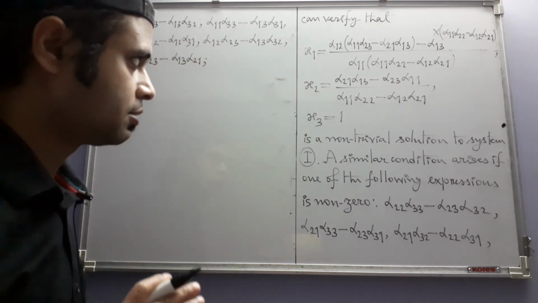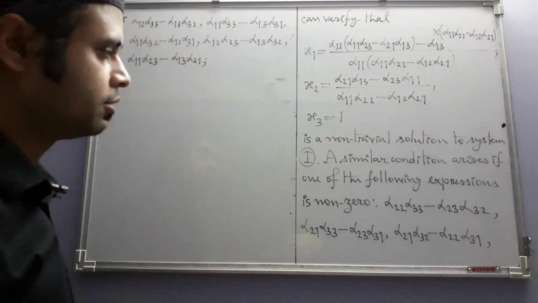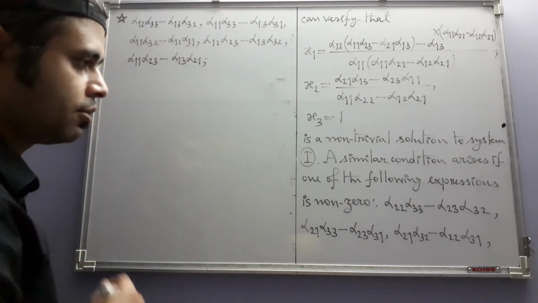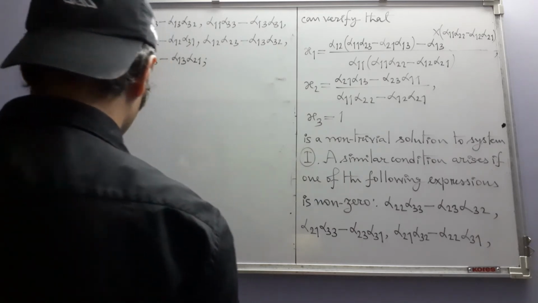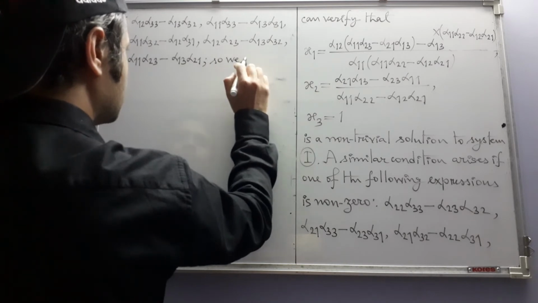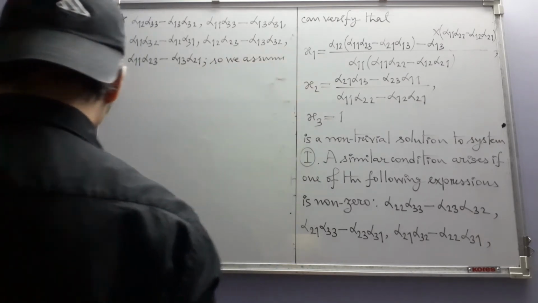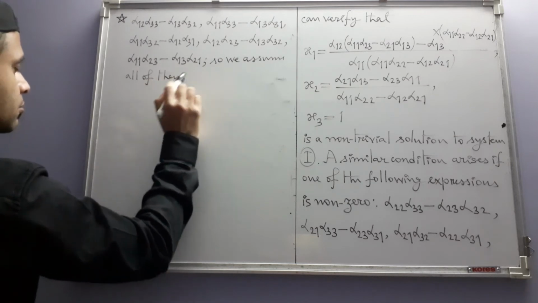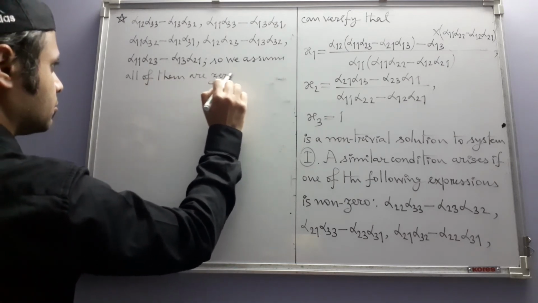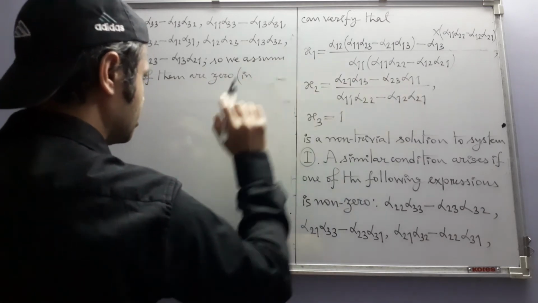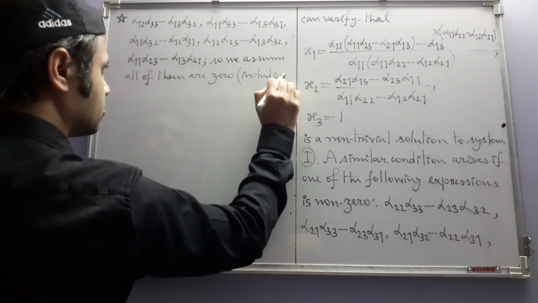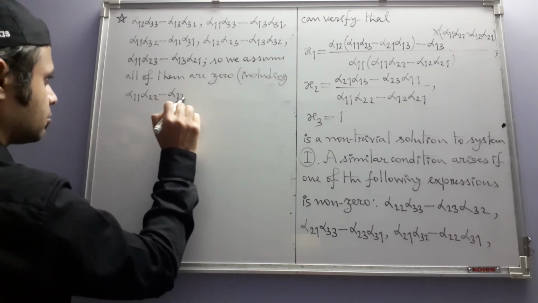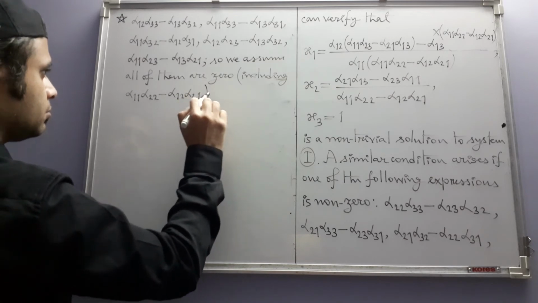If any one of them is non-zero, just like this one has been assumed to be non-zero, then one will similarly get a non-trivial solution. So we can assume that all of them are equal to 0. None of them is non-zero. So we assume that all of them are 0, including this one.